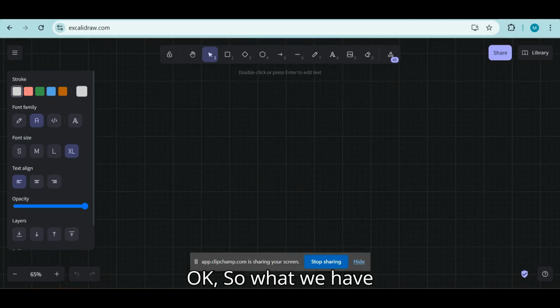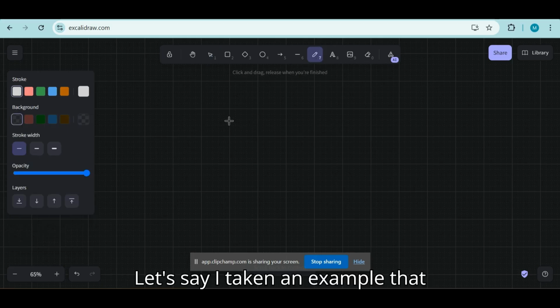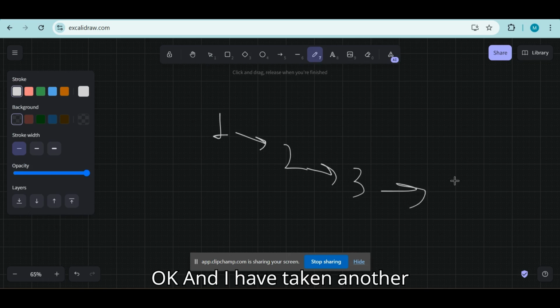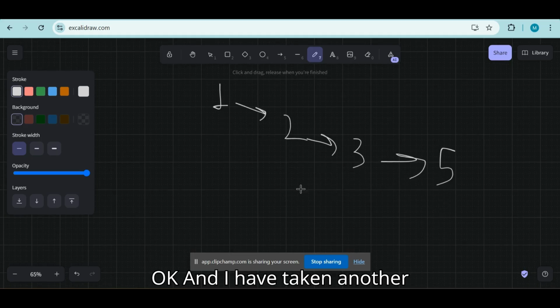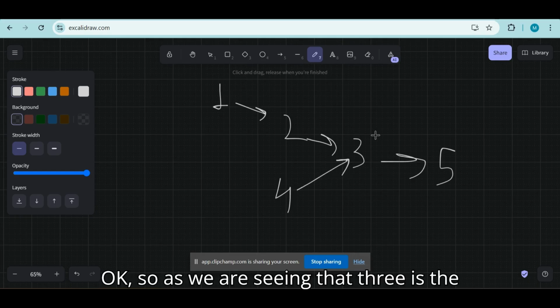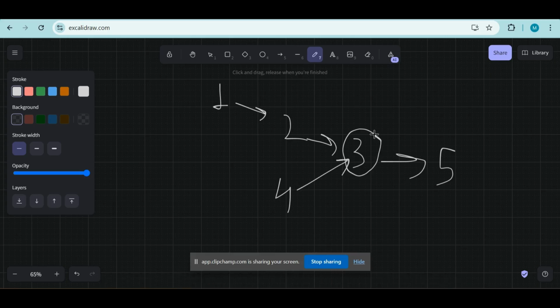Okay, so what we have to do: we are given two linked lists. Let's say I take an example: 1, 2, 3 and 5. Okay, and I have taken another linked list, let's say here 4, and this is connected to 3. Okay, so as we are seeing, 3 is the common part, and this we have to return.